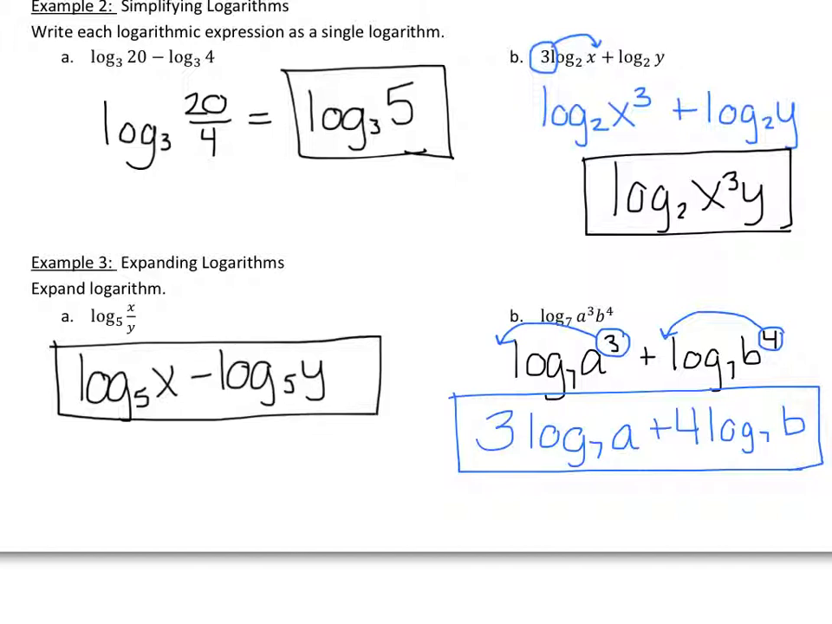So when you're simplifying, condensing them down, you've got to move your coefficients first. And when you're expanding them, moving exponents to coefficients is last. Any questions? All right then. You have either 11 or 12 problems. You got it.